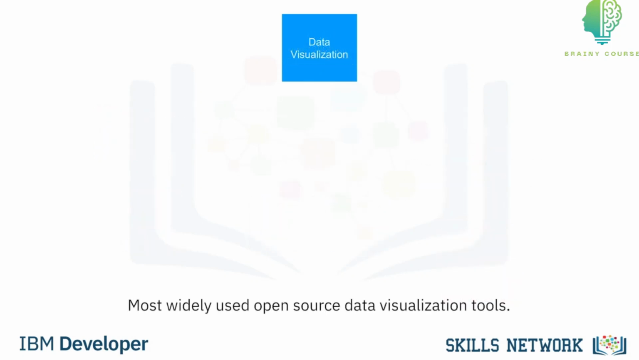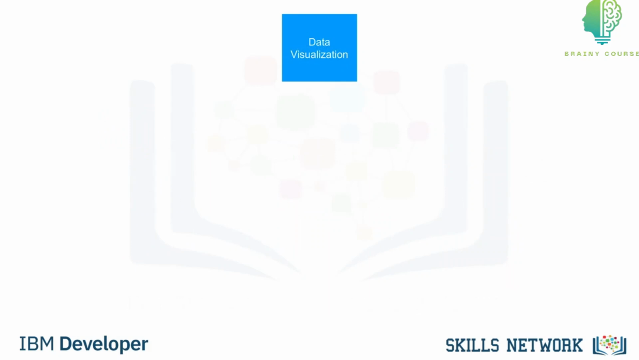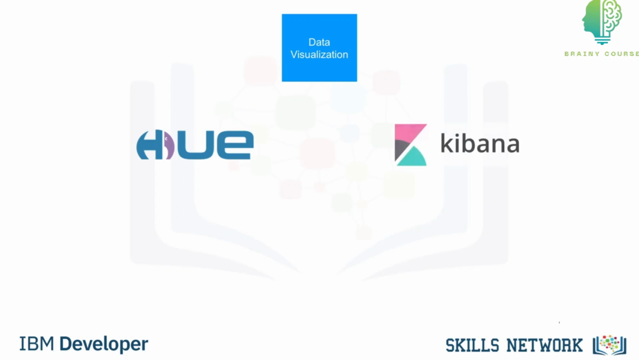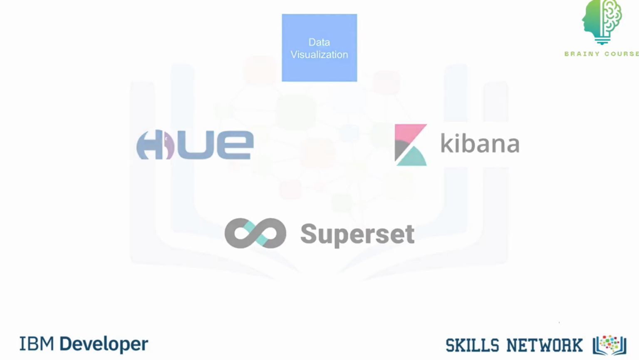We'll now introduce the most widely used open source data visualization tools. We have to distinguish between programming libraries where you need to use code and tools that contain a user interface. The most popular libraries are covered in the next videos. A similar approach uses Hue, which can create visualizations from SQL queries. Kibana, a data exploration and visualization web application, is limited to Elasticsearch, the data provider. Finally, Apache Superset is a data exploration and visualization web application.